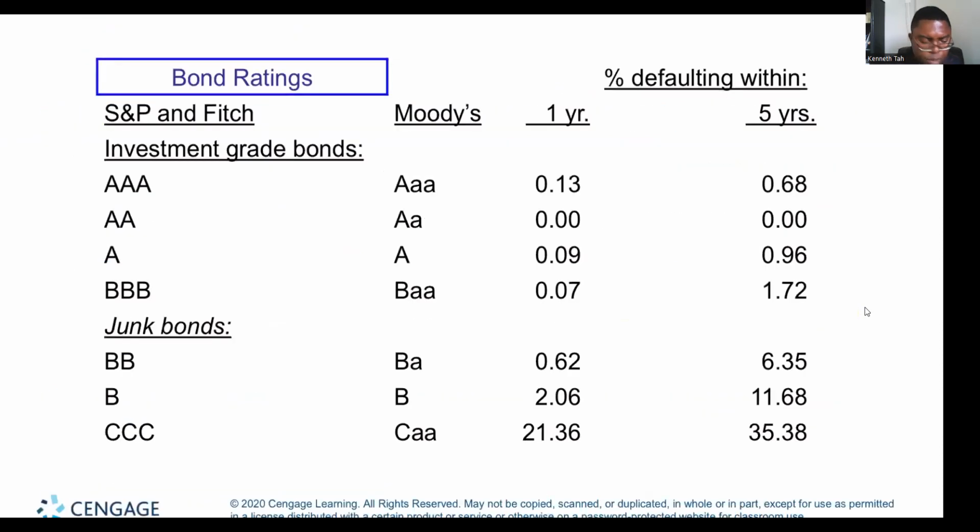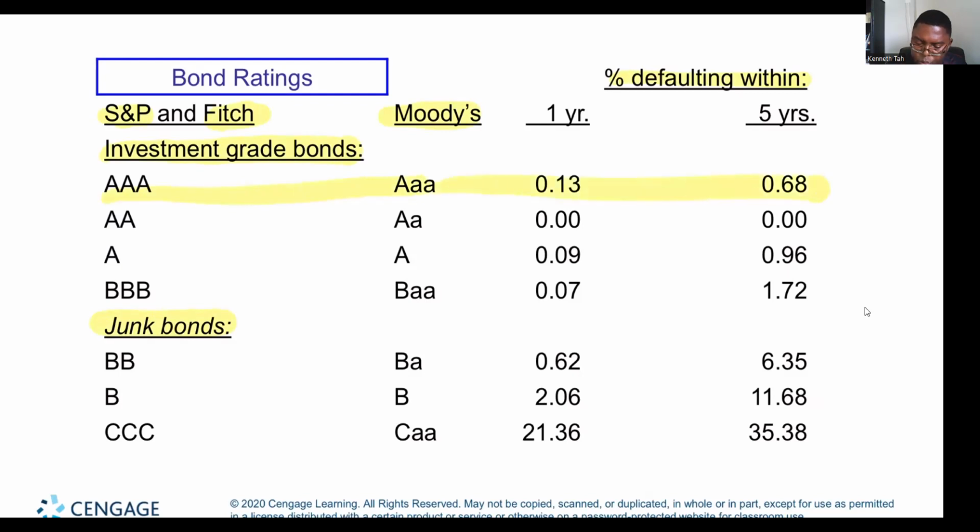Since we are talking about bonds, there are rating agencies. In fact, there are three rating agencies that rate bonds: S&P, Fitch, and Moody's. They rate bonds based on different grades. High quality grade bonds will be investment grade bonds, and low quality ones will be junk bonds, or speculative bonds.